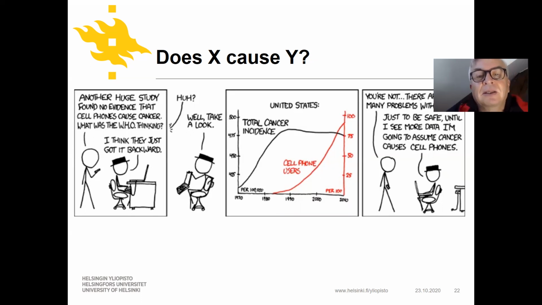So here you can see people starting in the 80s to use cell phones, and the rate of cell phone use goes up to almost 100% in the United States. And then you have the total cancer incidence, which started going up in the 70s, reached about its peak in the 80s, 90s, and is slightly coming down.